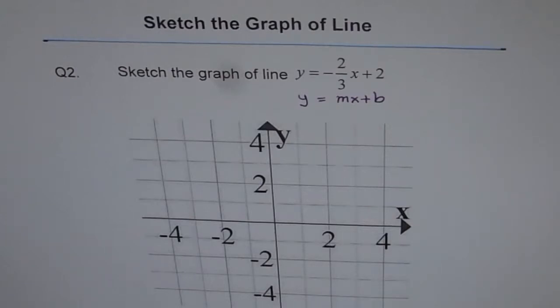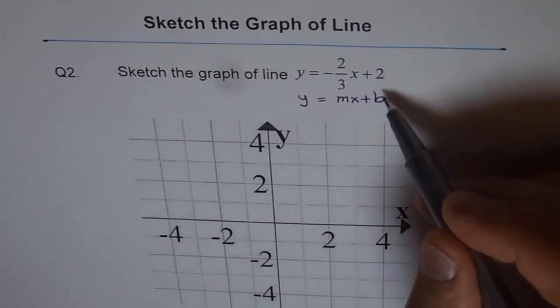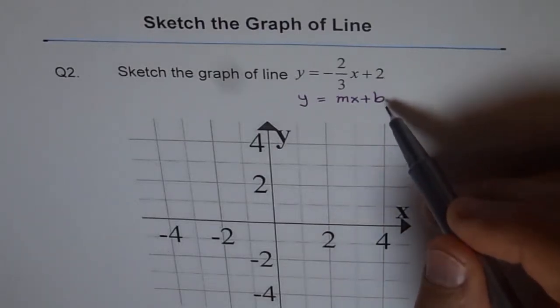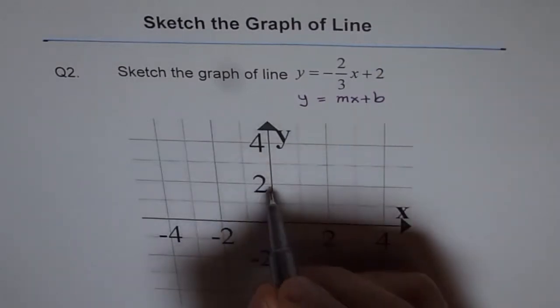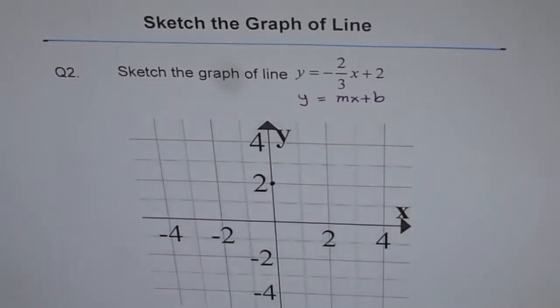So let's mark plus 2 as the y-intercept on our graph for the line. That is always the first point to put on the graph, the y-intercept, b, which is 2 in this case. So that's our first point, correct?